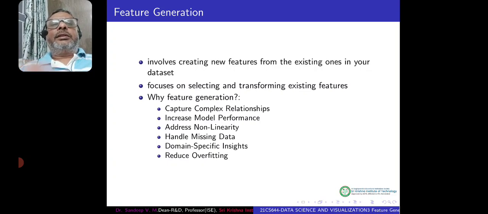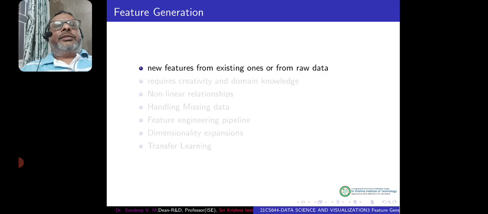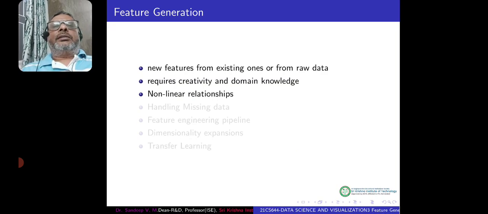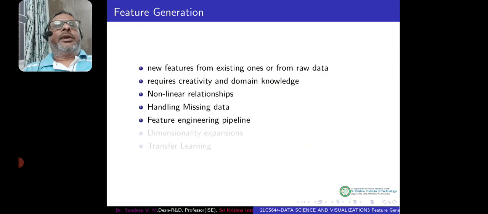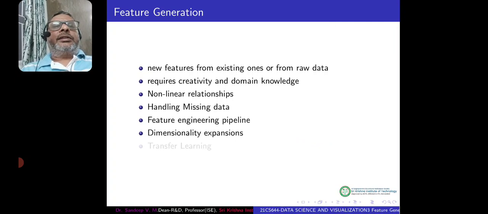So that's for feature generation. Here the new features are generated from existing ones or the raw data. Yes, of course, it requires creativity and domain knowledge to create new features. So it helps to solve nonlinear relationship problems and missing data, and we can include feature generation in the feature engineering pipeline and dimensionality expansion.